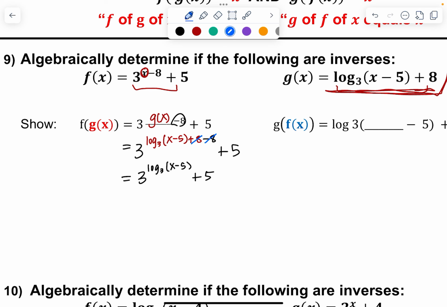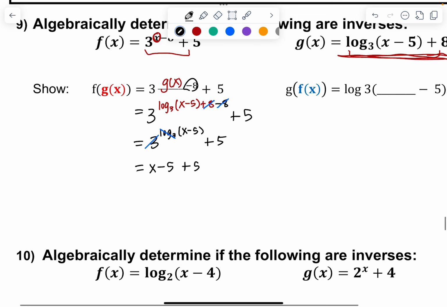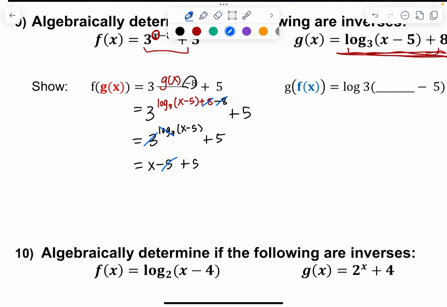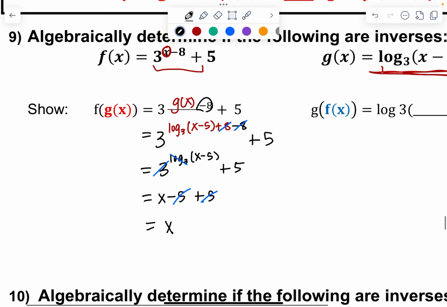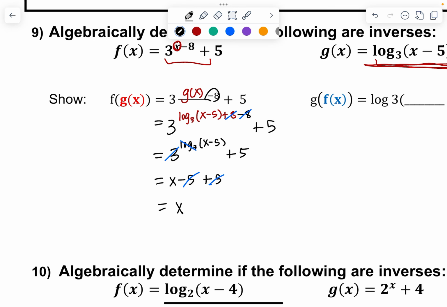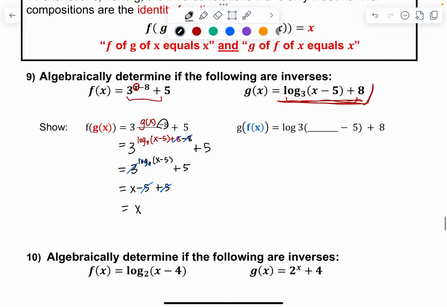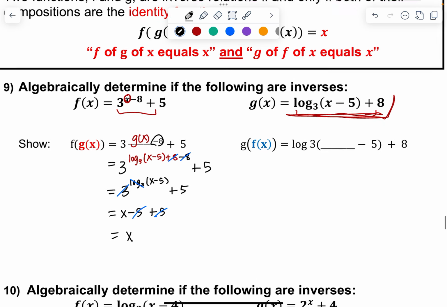The next thing that cancels: these 5s can't reach each other, but we know that exponential base 3 and log base 3 cancel. And so that expression would just leave the x minus 5 by itself. And then we still have the plus 5. And now the 5s can reach each other. And so when we plug g of x into f of x, it ends up just being x again, showing that these functions undo each other. And so that's one direction.